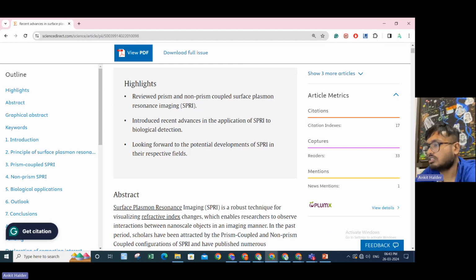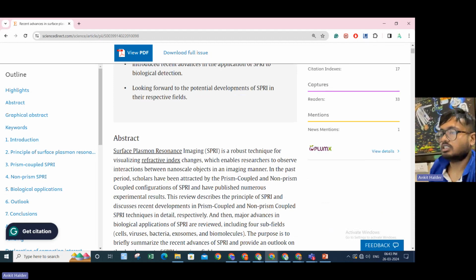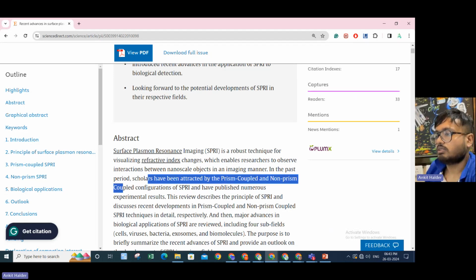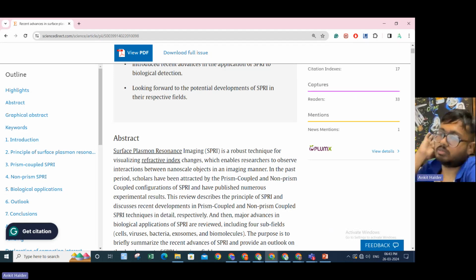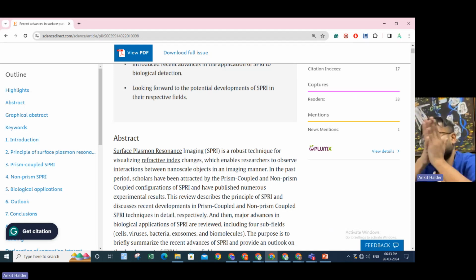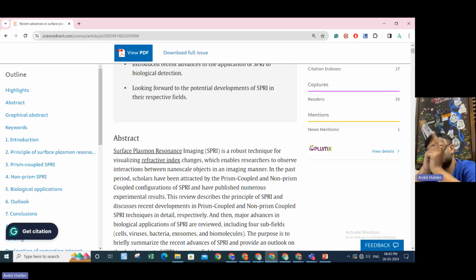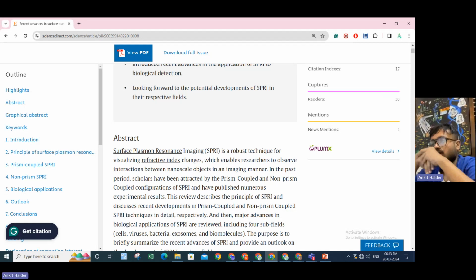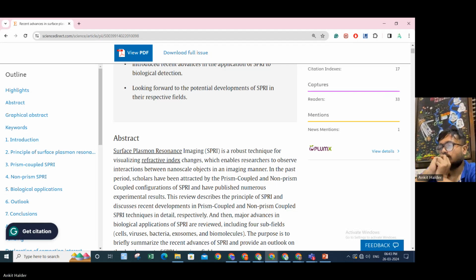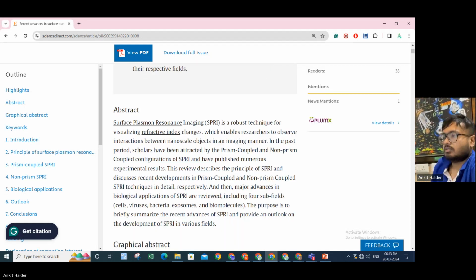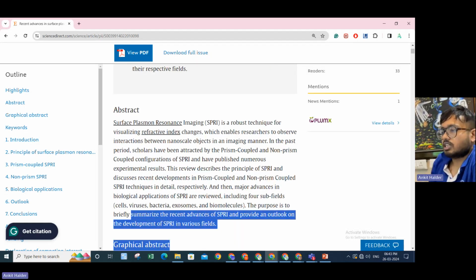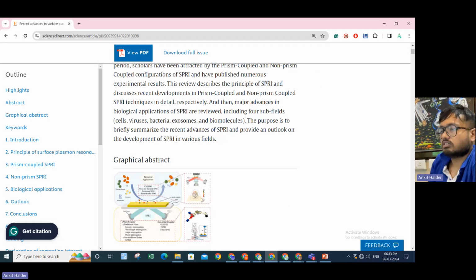In the past, scholars have been attracted by the prism coupled and non-prism coupled configurations of SPRI and published numerous experimental results. This discusses the principle of SPRI and recent developments in prism coupled and non-prism coupled SPRI techniques in detail. The purpose is to briefly summarize the recent advances and provide an outlook.